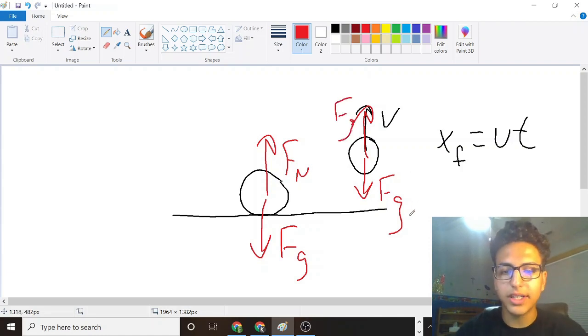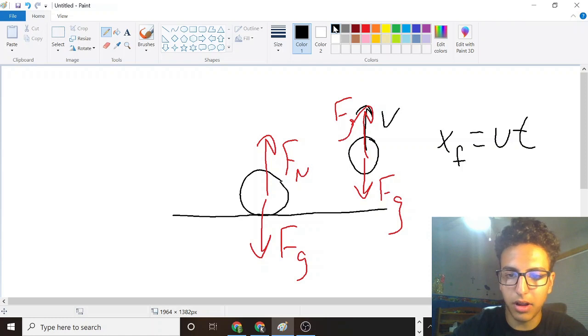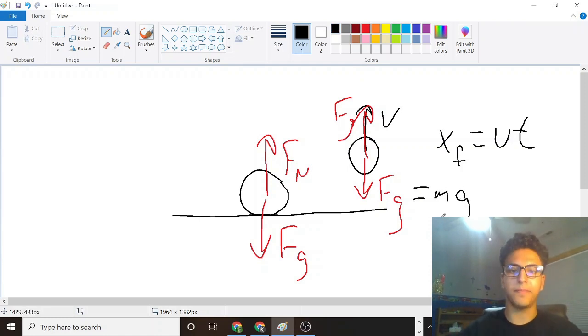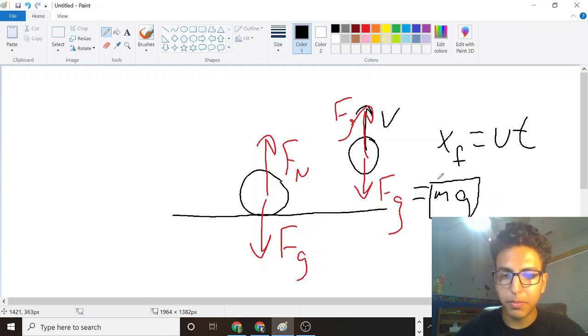Alright, and so what's Fg? What's the magnitude of the gravitational force? Well, it's the mass of the ball times gravity, times 9.81. So this is the magnitude of the force being applied to move the ball up. Okay, because it's going up with a constant velocity.